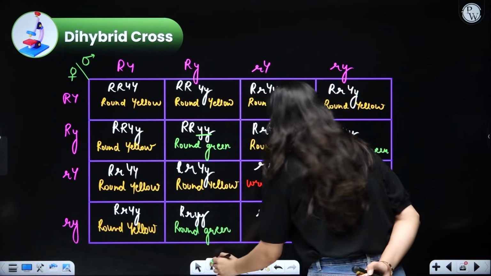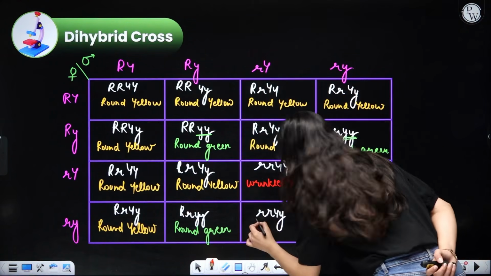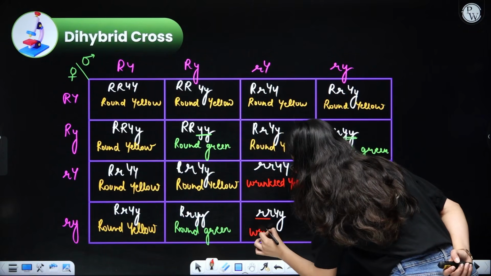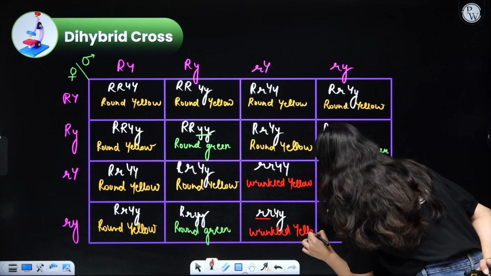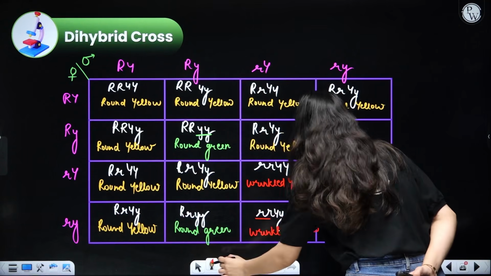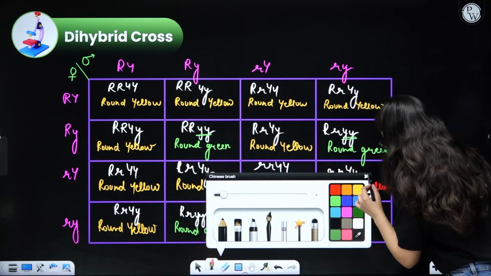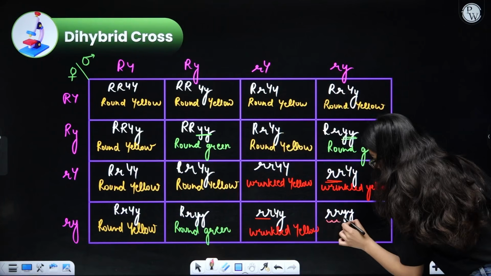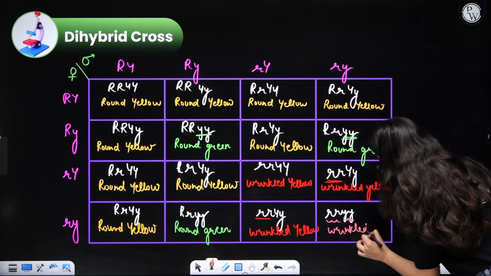Okay, then we have wrinkled but yellow. We will have wrinkled but yellow because this is supposed to give wrinkled, small r, homozygous recessive, and yellow because there is one capital Y. The last condition that you are going to see, it will give you, beta, wrinkled but green. It is going to give you wrinkled and green. So we are going to write wrinkled and green.